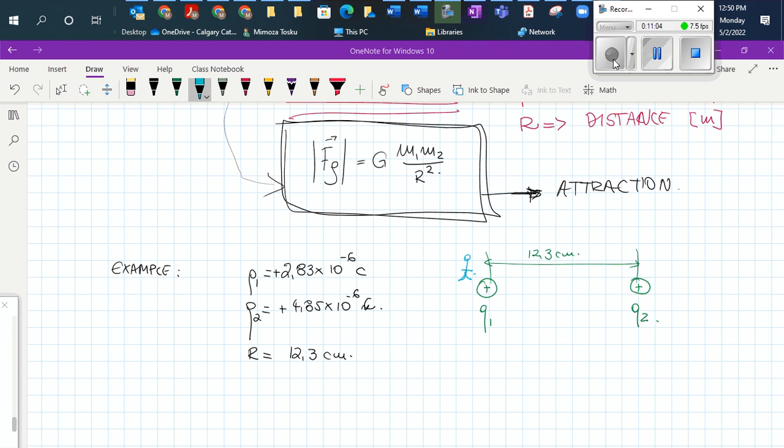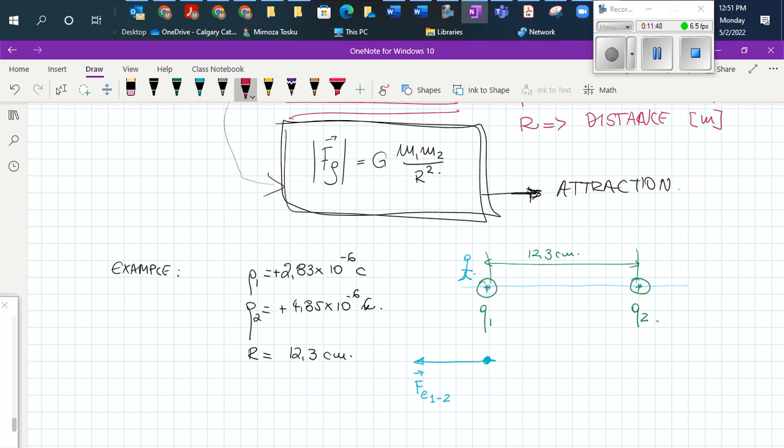Since the nature of the two charges is the same, the force that charge 1 is experiencing as a result of the presence of charge 2 is a repulsion force. So you can say that the direction of the electrostatic force that charge 1 is experiencing as a result of the presence of charge 2 will be something like this. We said it even in the previous class, that you will draw an imaginary line between the center of the two charges, and then along that line, you have to draw the force.